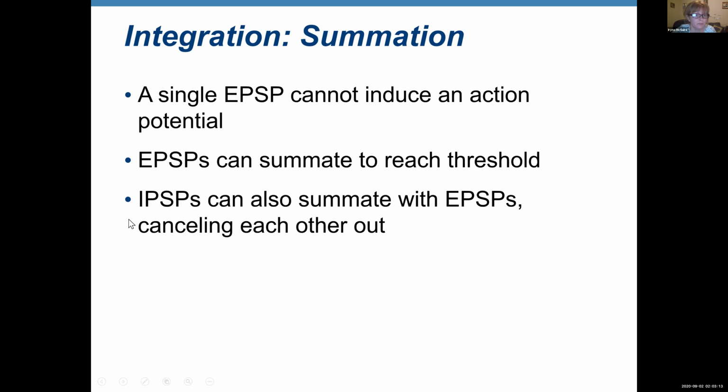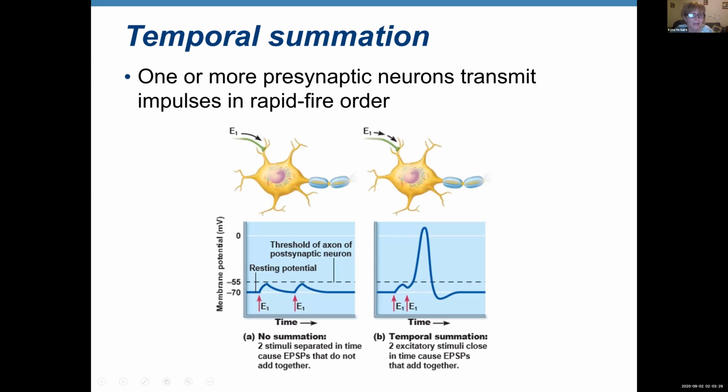Now we have EPSP and IPSP. A single EPSP cannot induce an action potential. They summate. IPSP can also summate with EPSP, and then they can cancel each other. So let's see what happens. For example, here's my postsynaptic neuron. Now you see this greenish stuff. This is a presynaptic neuron. This neuron sends an excitatory stimulus to this neuron. So we have this one synapse.